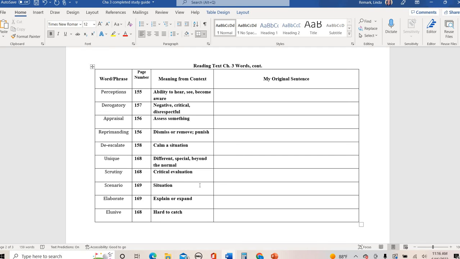Elaborate, tell me more. Maybe you answer, but you don't quite give a lot of details. So you might be asked to elaborate or expand or explain further. And then elusive, hard to catch. So maybe one of you in one of your discussion posts was talking about how math in particular is difficult for you. So maybe getting an A in a math class is elusive for you. It's hard to catch. Or literally a person can be elusive. Maybe a criminal is elusive, hard to catch.